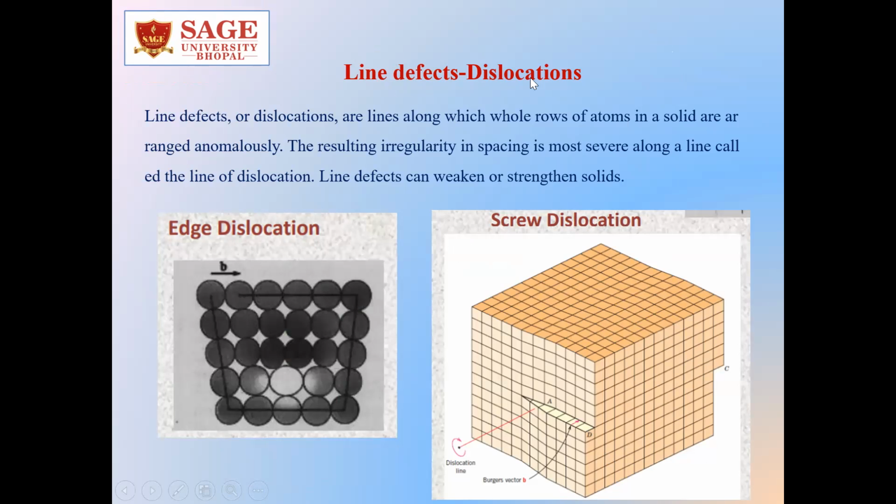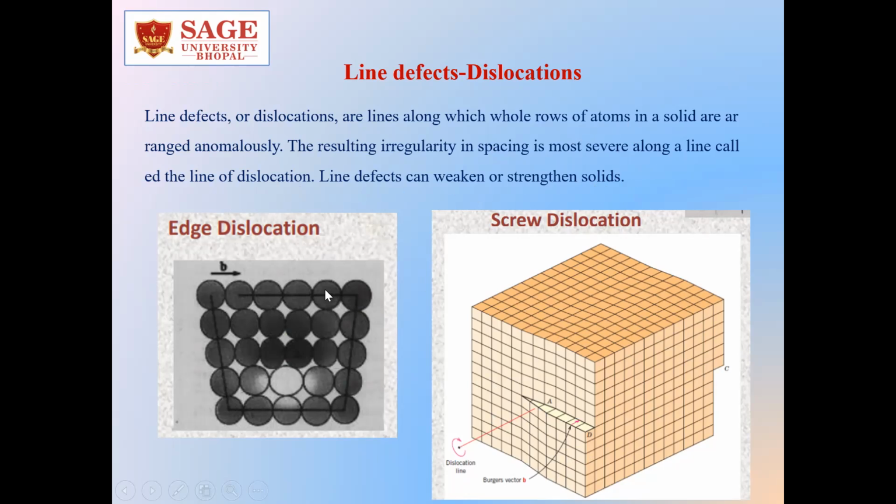Coming to the line defects, that is dislocation. Line defects or dislocations are lines along which whole rows of atoms in a solid are arranged anomalously. You see the whole line, it is not only one or two atoms or ions. The resulting irregularity in spacing is most severe along a line and called the line of dislocation. So this is the dislocation line. And line defects can weaken or strengthen the solid. Sometimes it weakens the solid, sometimes it strengthens the solid.